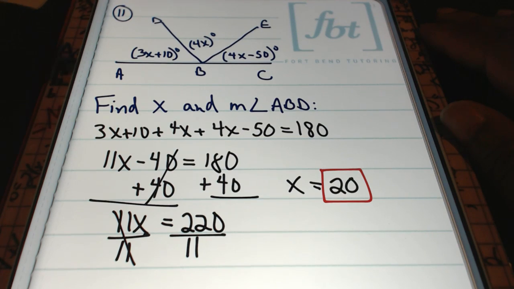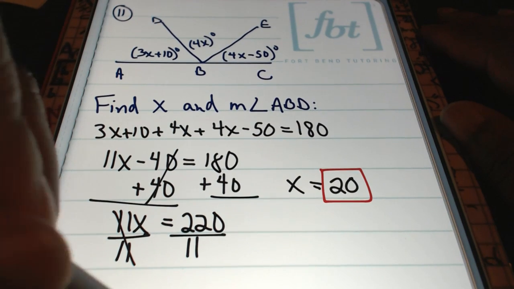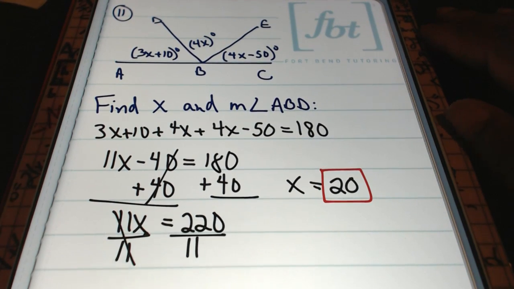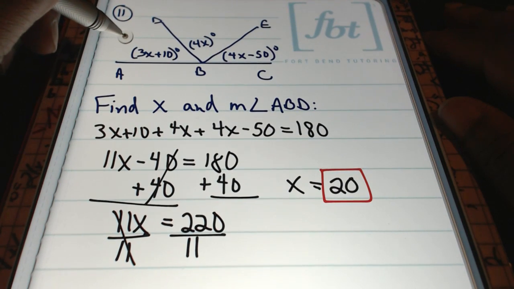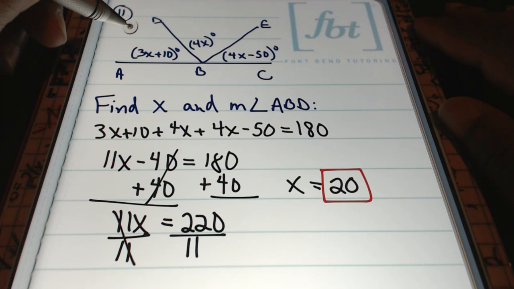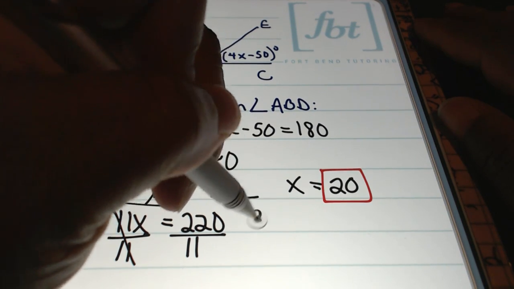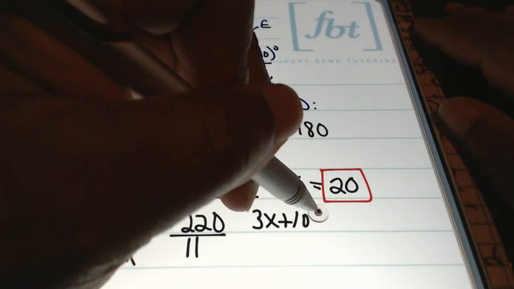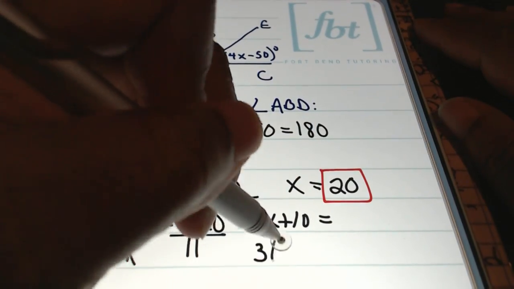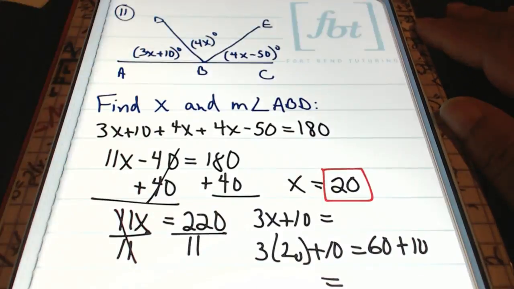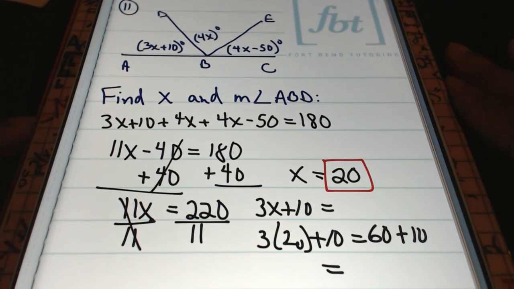So let's continue with the second part of the problem, which is, what is the measurement of angle ABD? Earlier we noticed that we were given that the measurement of angle ABD is 3x plus 10. So we plug in to get 3 times 20 plus 10. Well, that's just 60 plus 10, so the answer for angle ABD is 70 degrees.